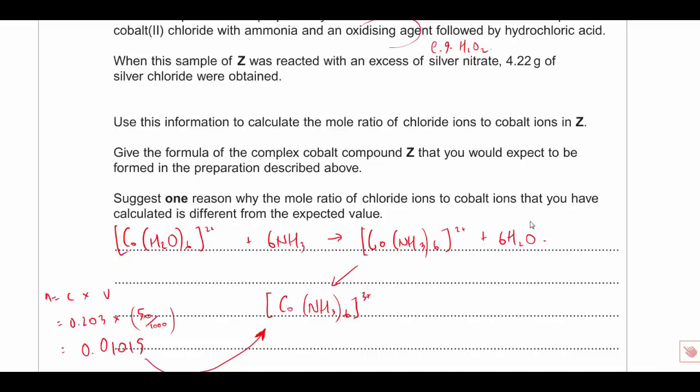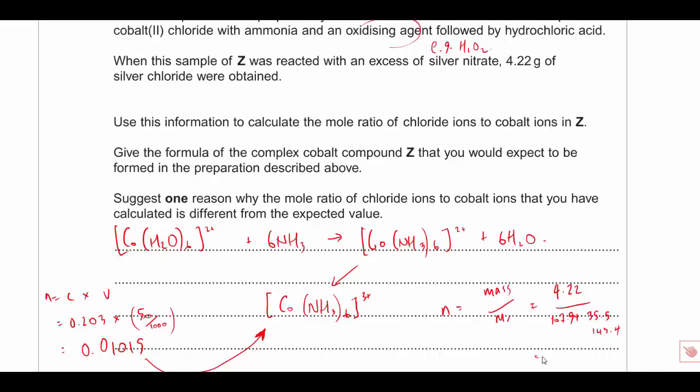So if we say, well, we can work out again moles being mass over Mr. We know the mass is 4.22. The Mr of the silver chloride that's obtained is going to be a number. I know chlorine is 35.5. I can't remember what silver is. So silver's 107.9, which gives us 143.4.